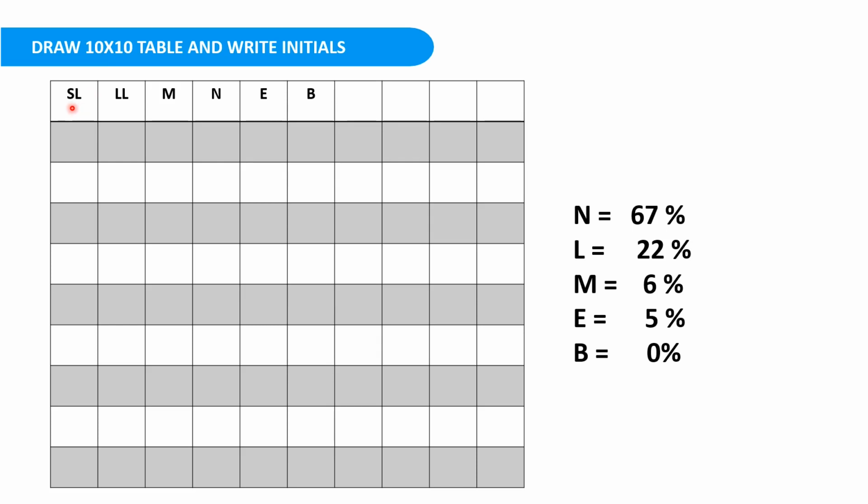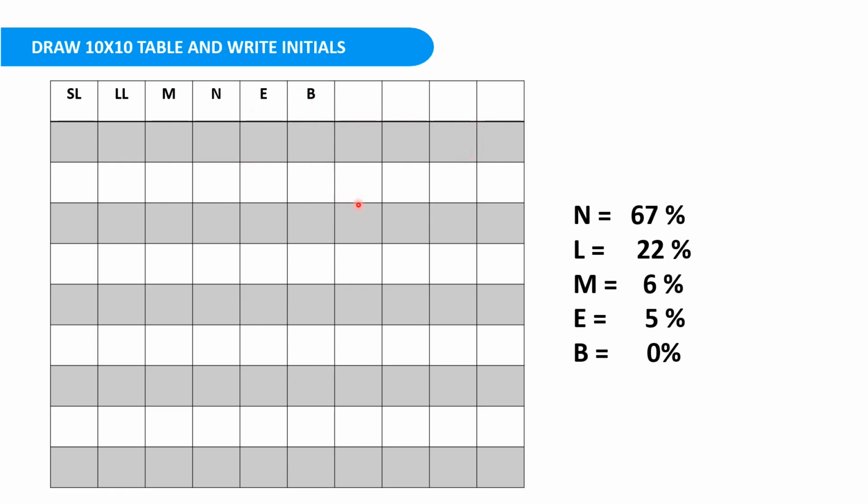to identify. If it is a small lymphocyte, write down SL. If it is a large lymphocyte, write down LL. If you identify it is a monocyte, then write down M. If it is a neutrophil, write down N. If it is an eosinophil, write down E. If it is a basophil, write down B. So in similar sequence, you have to fill up the 10 by 10 table.